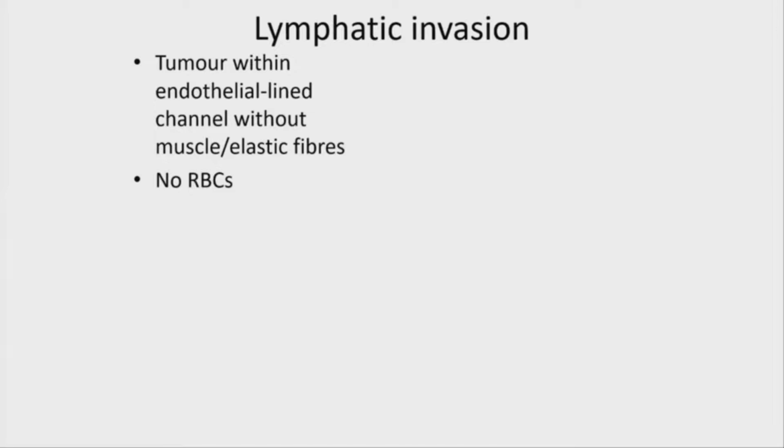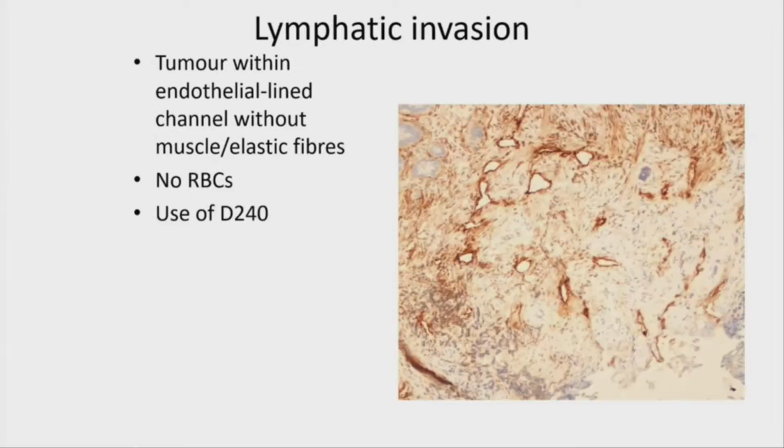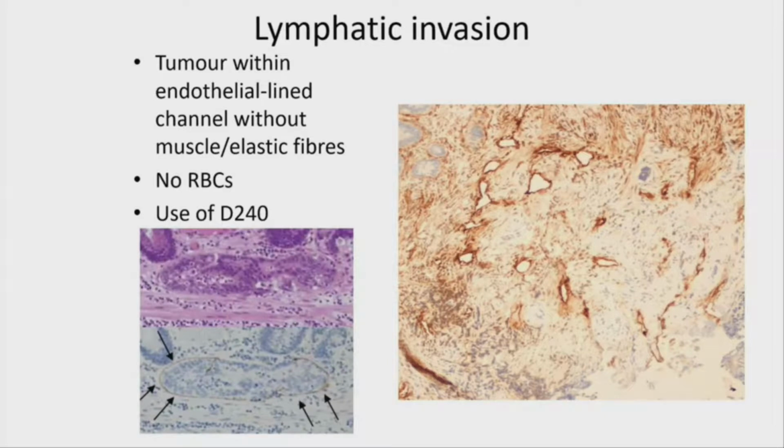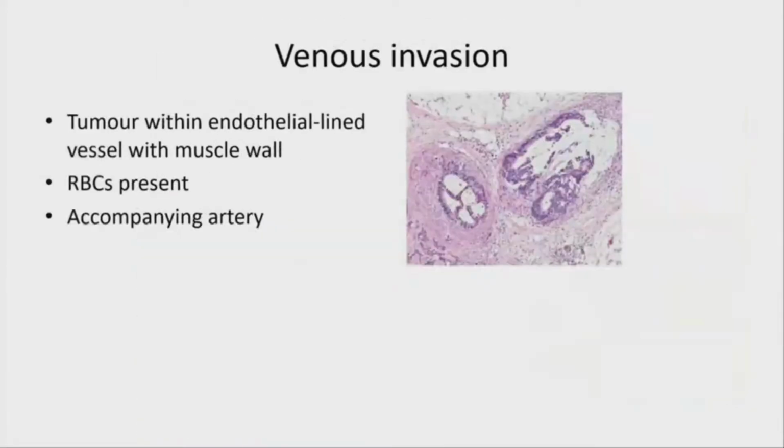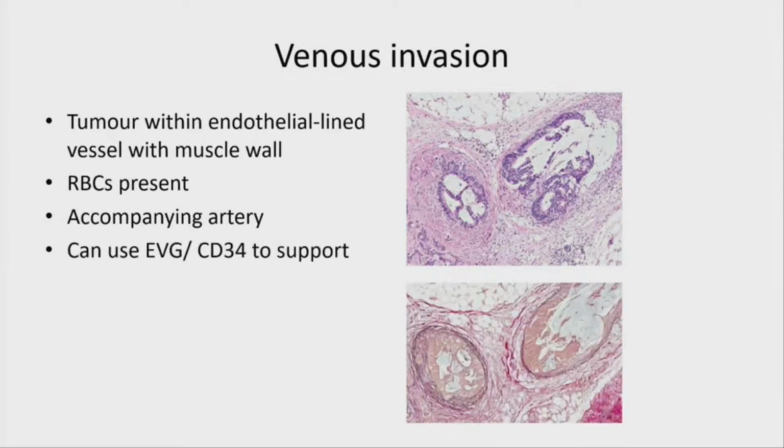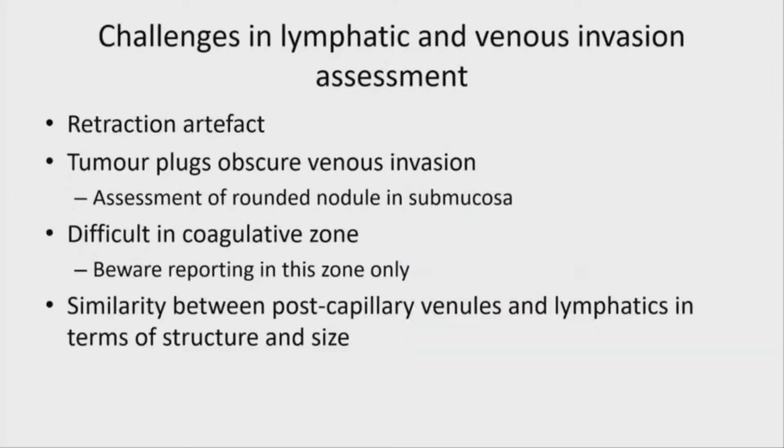Whilst looking for lymphatic invasion, illustrated by the use of an immunohistochemical stain D2-40 here, together with venous invasion, is often straightforward, there are challenges in doing this. So the presence of retraction artifact, necrosis, and tumor plugs obscuring the venous wall all make assessment difficult.